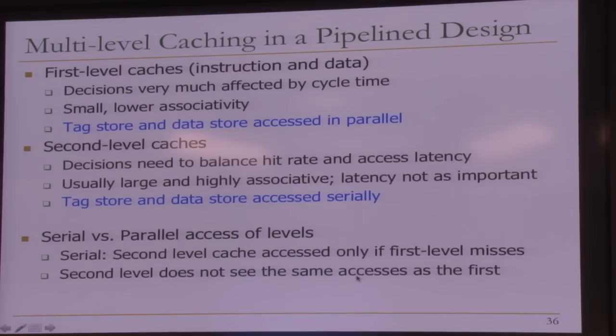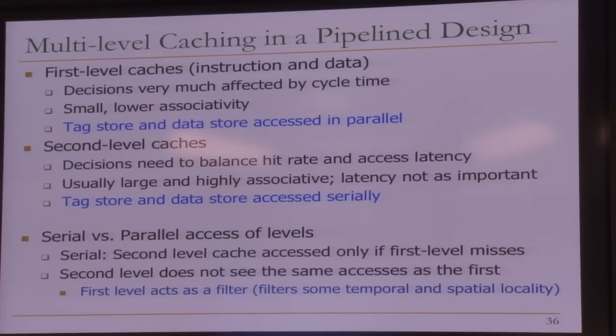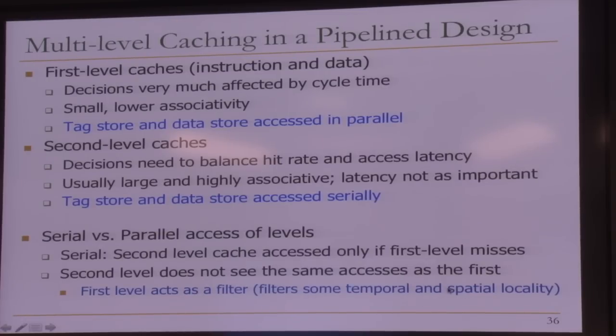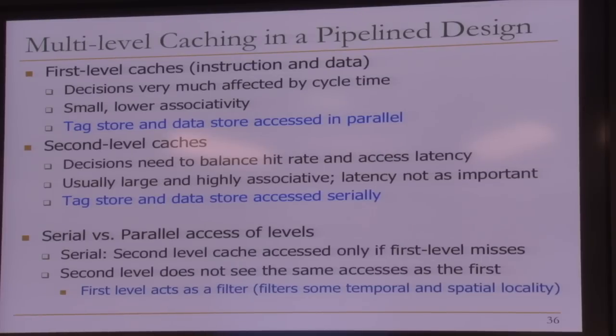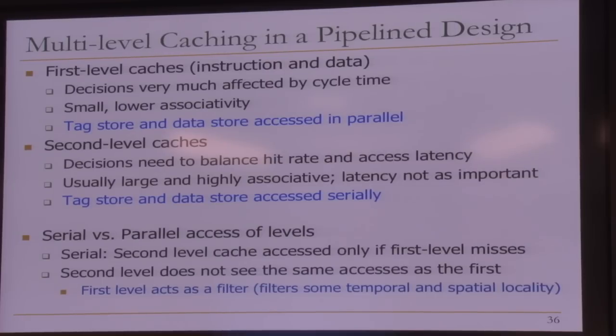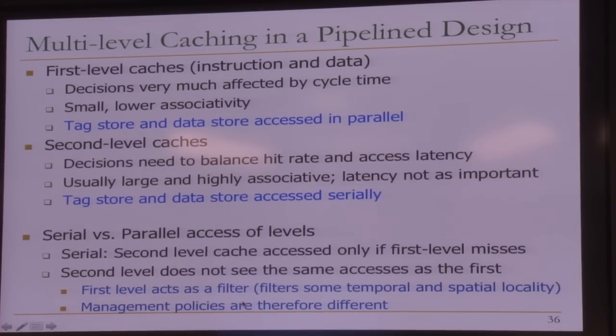So this means that because we do a lot of serial access of levels, second level does not see the same accesses as the first one. Right. And we've seen this before. First level kind of acts as a filter, right? It sees all of the requests coming from the processor, which means that it filters some temporal and spatial locality. The next level is kind of different. The first level is seeing, let's say your access stream is A plus 1, A plus 2, A plus 3, A plus 4. You're streaming, and then you're jumping somewhere. The first level will see all of the accesses. The second level will see the accesses that don't hit. So you may not see as good spatial locality in the next level, right? And as good temporal locality also. As a result, management policies are different. You can actually implement more complicated management policies at the next level.